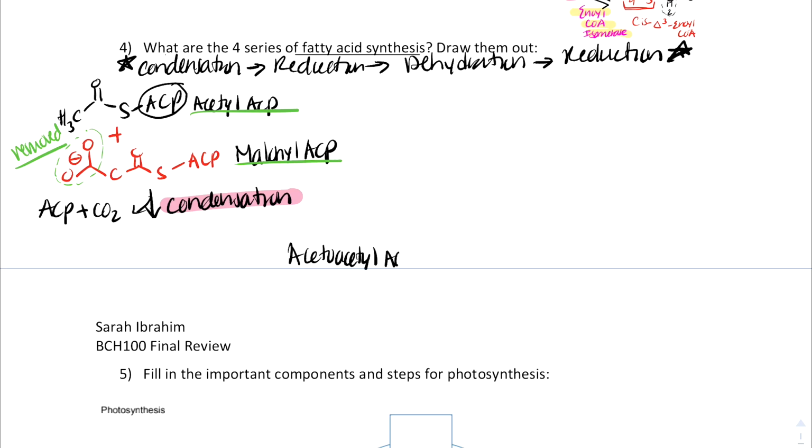And through this condensation reaction, we form aceto-acetyl ACP, which is a structure that looks like this. So we're just linking the two together. You always want to count also from the carbon that's attached to the thio group. So this is going to be 1, 2, 3, alpha, beta. So we have that group.